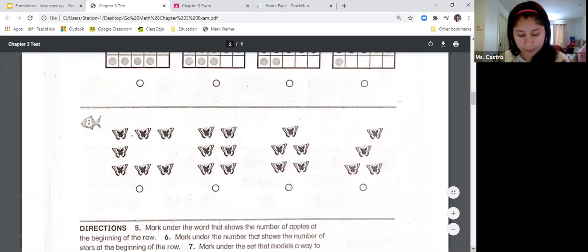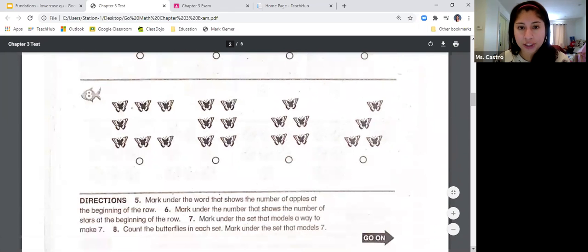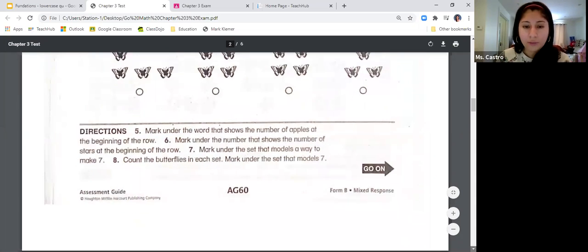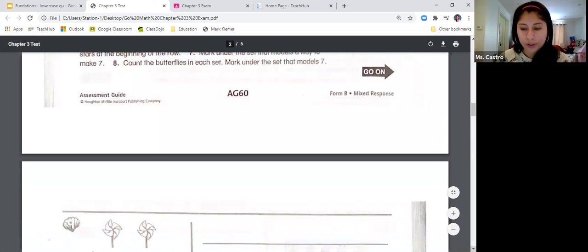Number 8, count the butterflies in each set. Mark under the set that models 7. So again, here, the way that they put the butterflies, some of them are in a different design. So what I recommend is that you boys and girls count and label the butterflies so that way you're not counting an extra butterfly that you've already counted, okay? So simply look for the set of butterflies that has 7, and that's the one that you want to bubble in.